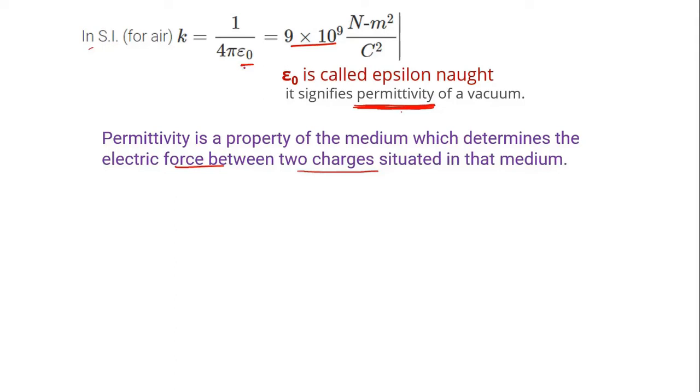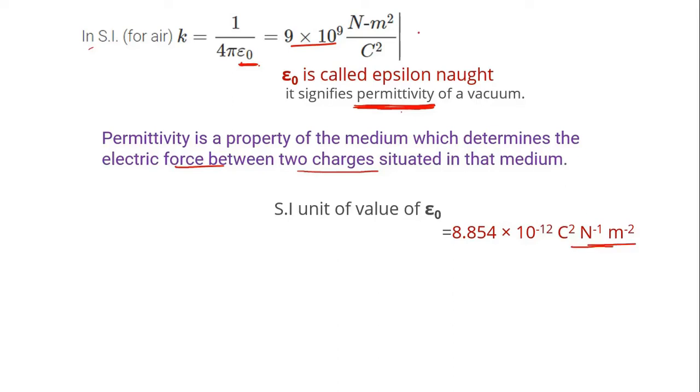Now I hope the meaning of this epsilon naught might be clear to you. If the charges are present in any other medium, then we have the epsilon. So the force between the two charges may vary. It depends on medium to medium. The SI unit of epsilon is Coulomb square per Newton per meter square. See here, the unit of epsilon naught and the unit of K are reciprocal to each other. So it is very easy to remember these units.